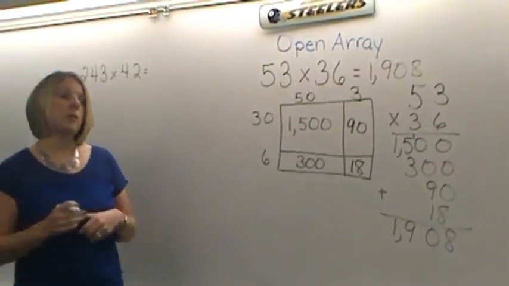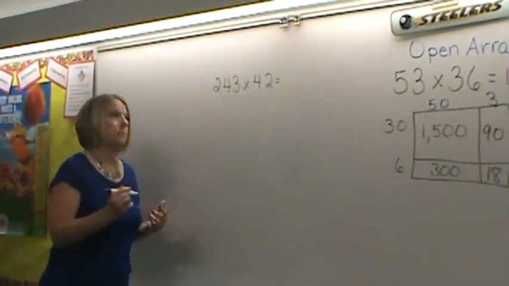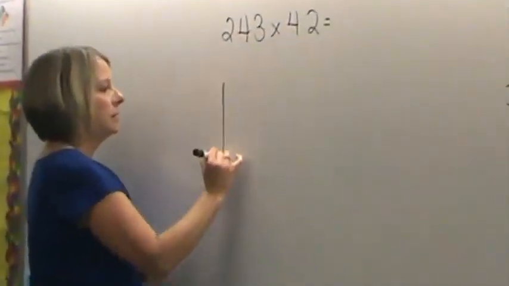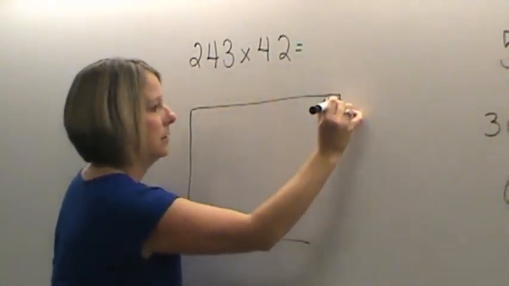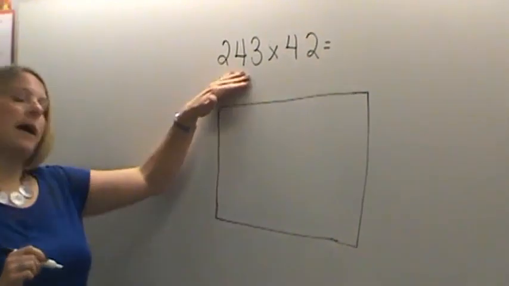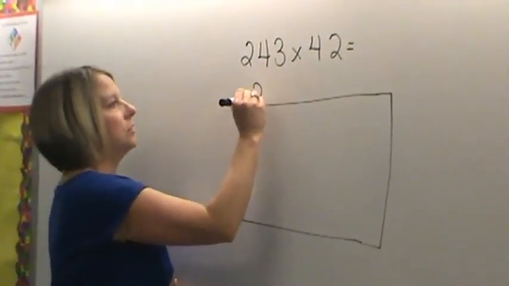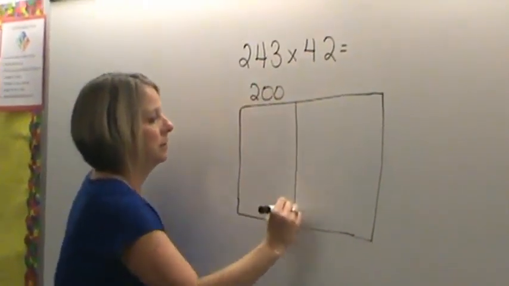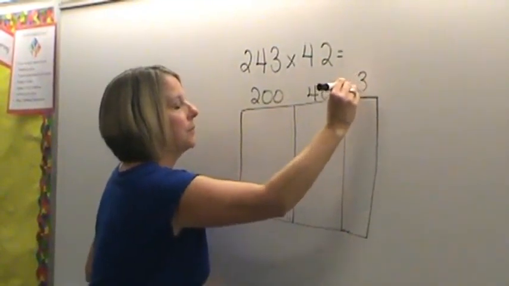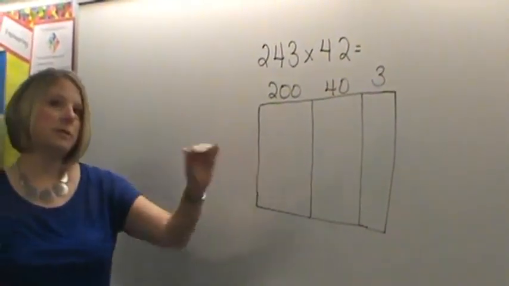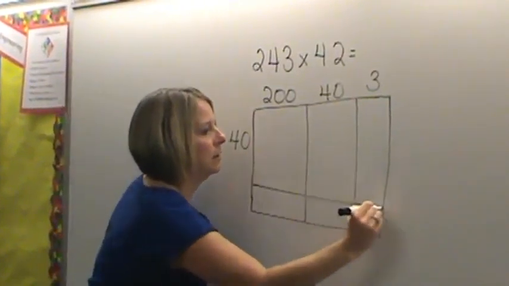Now, since students have to be able to multiply 3-digit by 2-digit numbers, let's take a look at how the open array works with that. So we'll move on to this problem, 243 times 42. Once again, we're going to have our rectangle that will represent our array. Across the top, we're going to decompose 243 into 200, 40, and 3. Down the side, just like we did on our other one, we'll decompose 42 into 40 and 2.